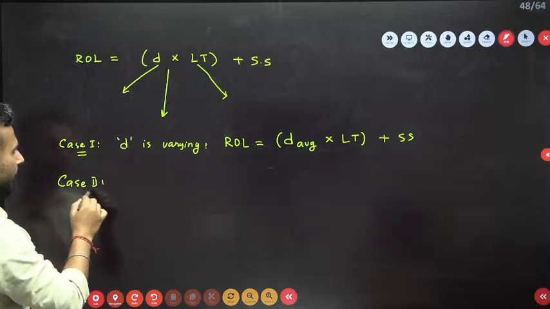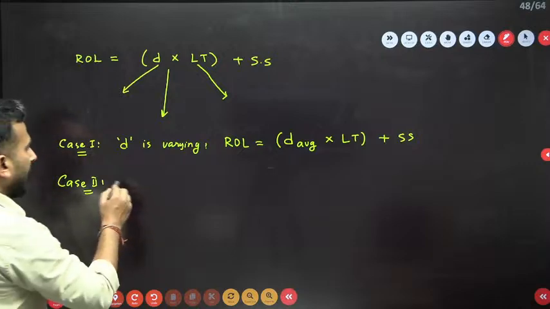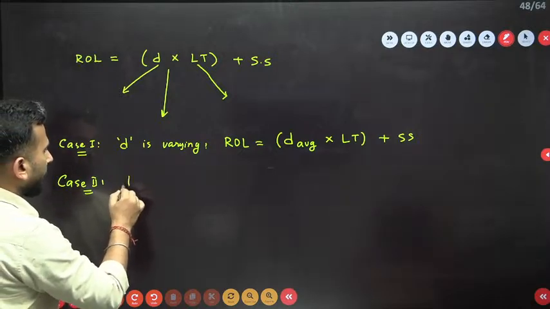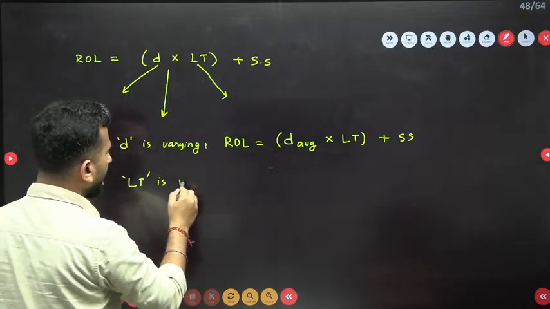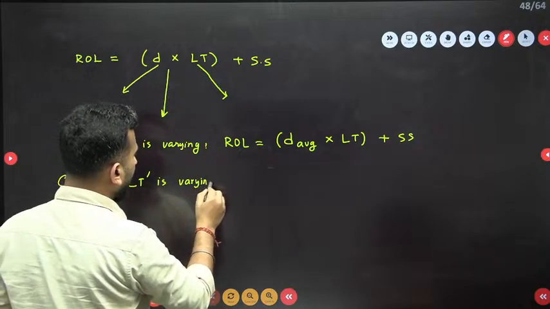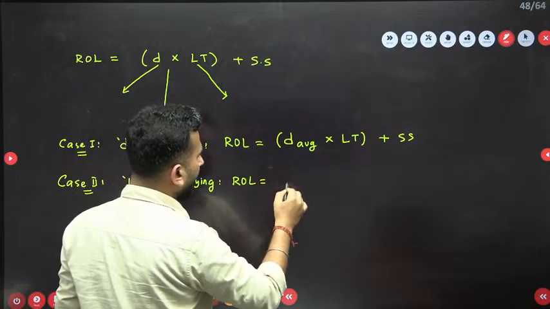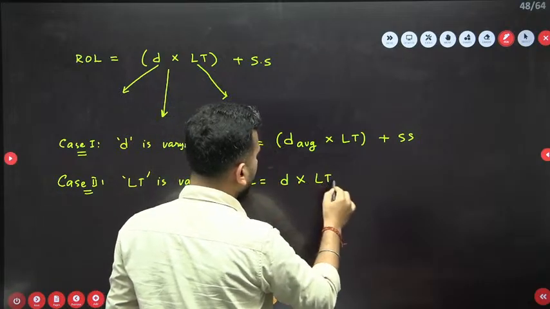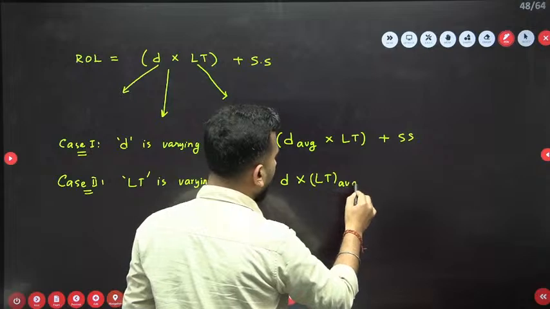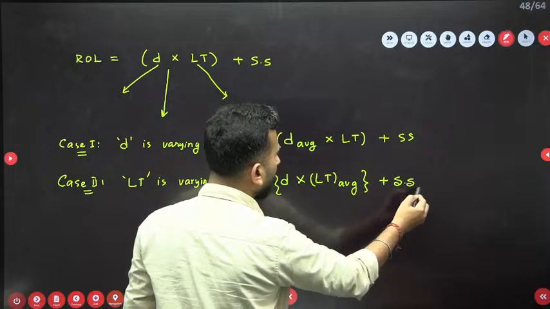Case 2: lead time is varying. Lead time is varying. So ROL will be D into LT average, and then plus the safety stock.